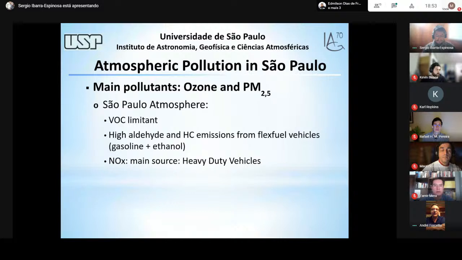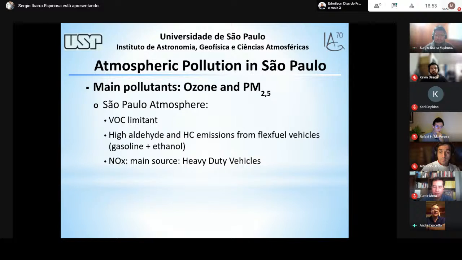As Jose said before, the main problems in Brazil are ozone and particulate matter, and ozone is very difficult to reduce. The program to control vehicular pollution in Brazil is very successful for carbon monoxide, particulate matter and sulfur, but not for ozone for now. But we are trying, we are developing the next steps to reduce it.